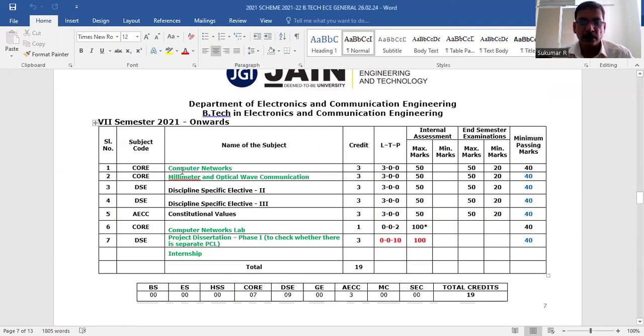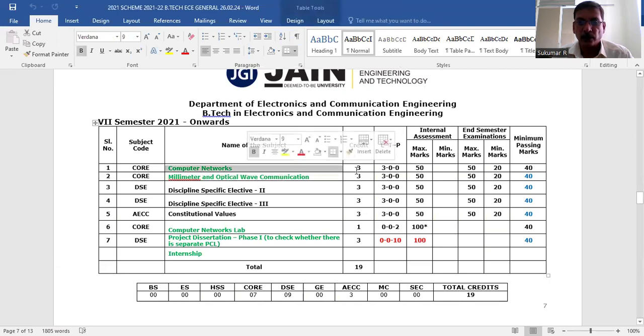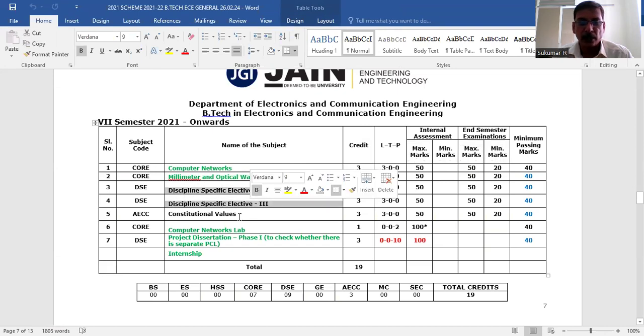The first one is the computer networks. You can see here, which is a 3 credit course. Then you have millimeter and optical wave communication, which is also a 3 credit course. Then you have the two discipline specific electives. Then you have one ability enhancement core course, which is the constitutional values, that is also a 3 credit course. Then you have the computer networks lab. Then the project dissertation phase one.